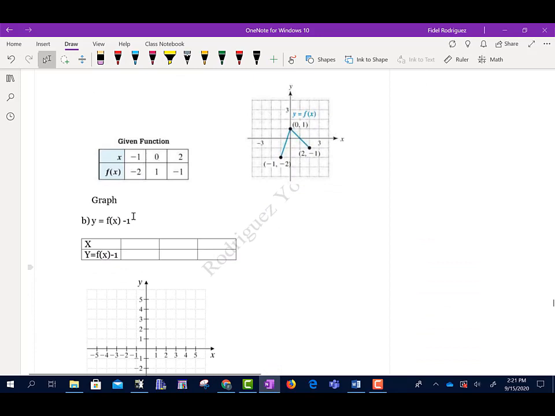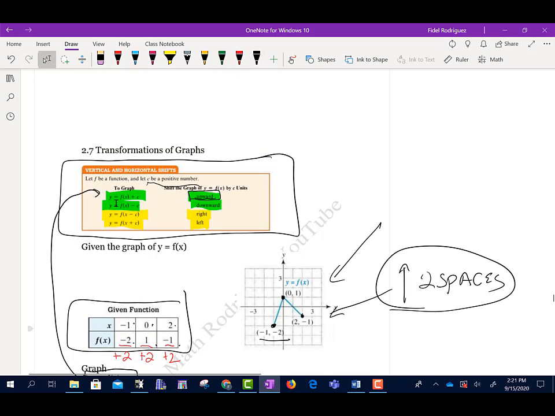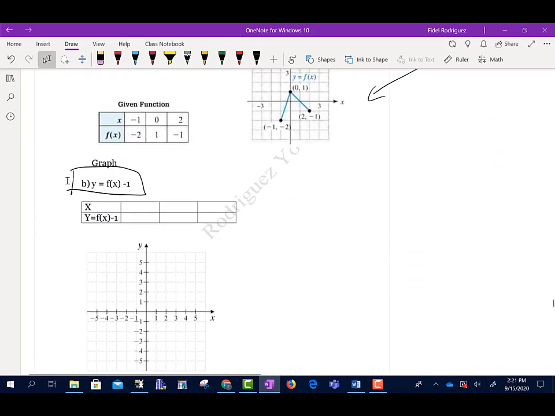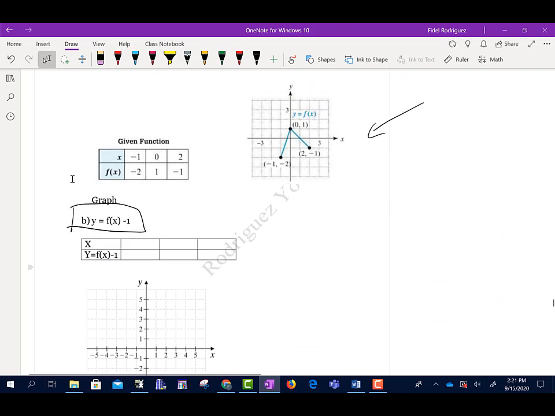So let's try this next one, okay? So same function right there, right? We're now going to graph y equals f of x minus 1. So I'm just going to scroll back up. Okay, so if you look right here, I know I'm zoomed out a little bit, but f of x minus c, that means I'm going to go downward, okay? So in this case, I'm going to go downward by 1 spot, okay? So that means my x values are going to stay exactly the same. That'll stay negative 1, that'll stay 0, that'll stay 2.